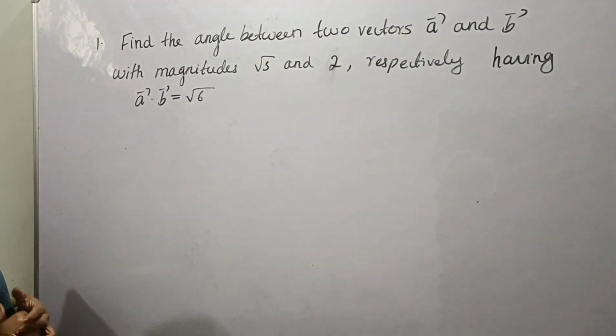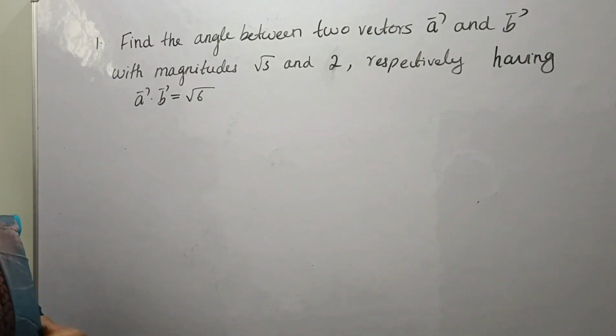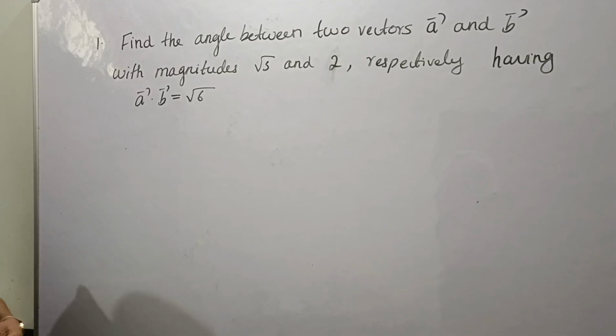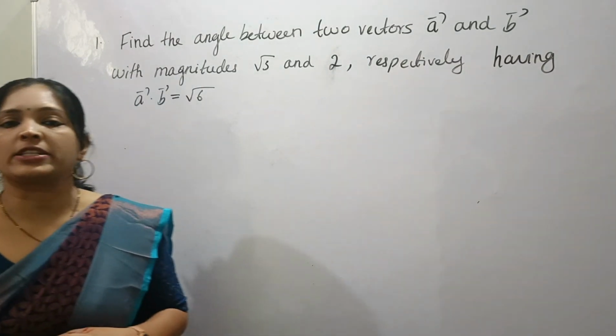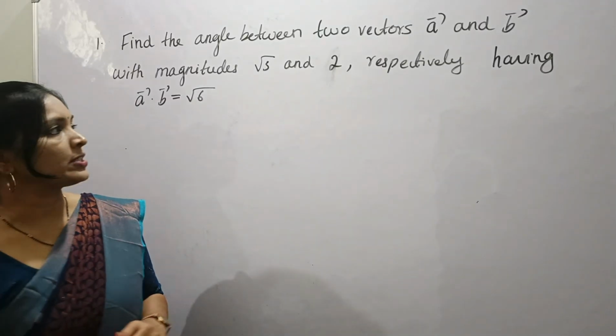First question: find the angle between two vectors, vector A and vector B, with magnitudes root 3 and 2 respectively, having vector A dot vector B equal to root 6. So here the scalar product of two vectors is given. We have to find the angle between these two vectors.